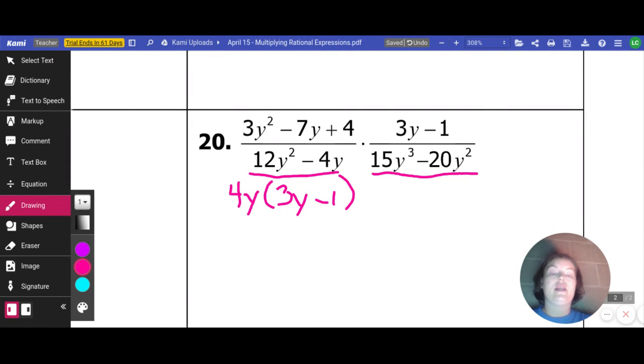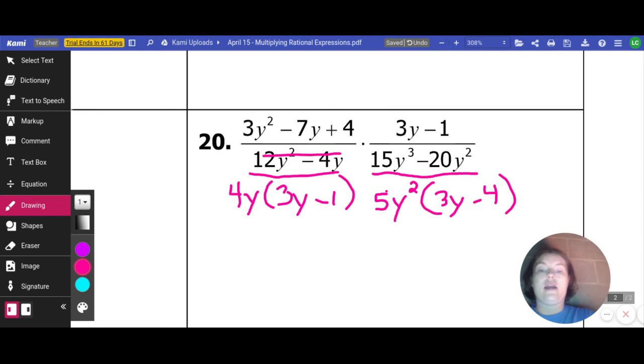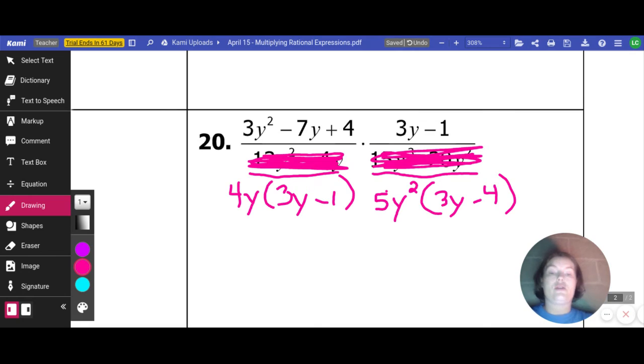All right, now I'm going to look at the next one. And both those numbers divide by 5. And then we can also pull out the smallest exponent of the variable, so y squared. So 5y squared times 3y would give me 15y to the third. And then 5y squared times negative 4 would give me negative 20y squared. So I have changed my two denominators so that they now are in their simplest form.